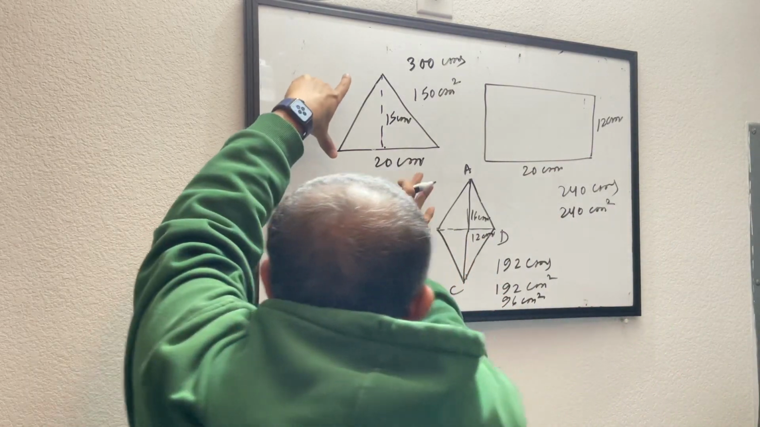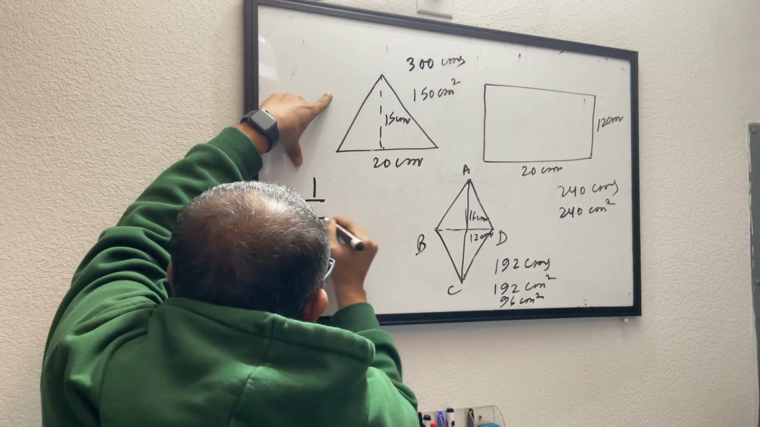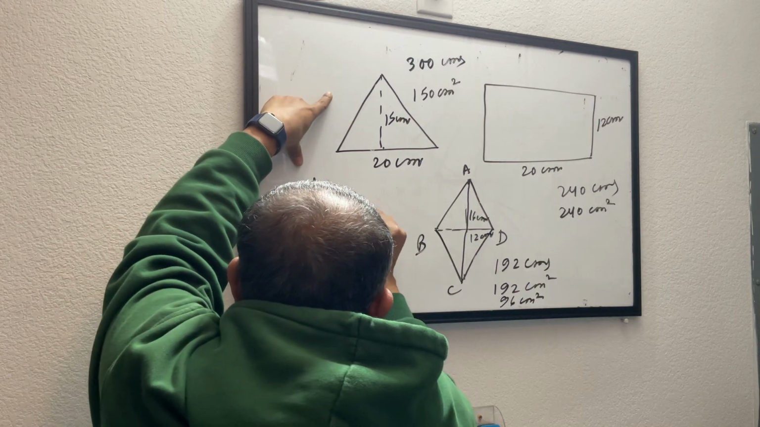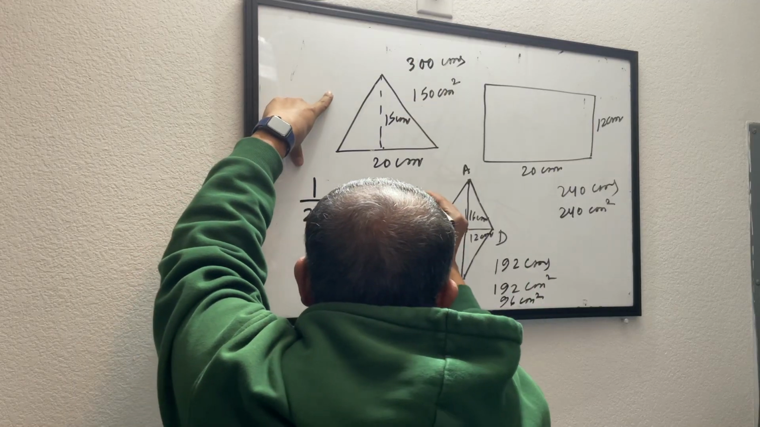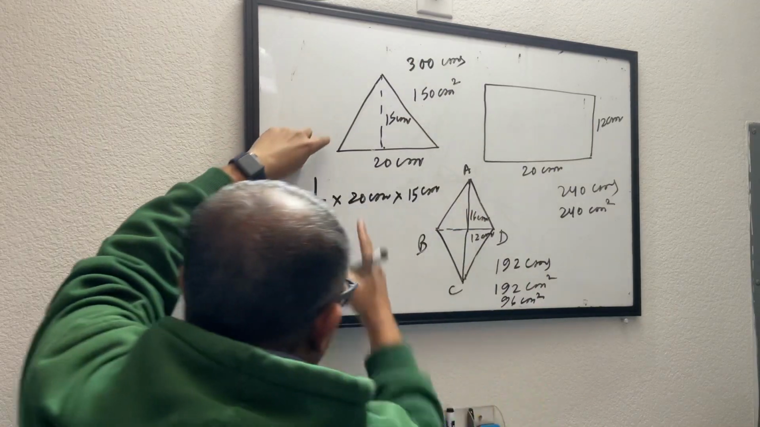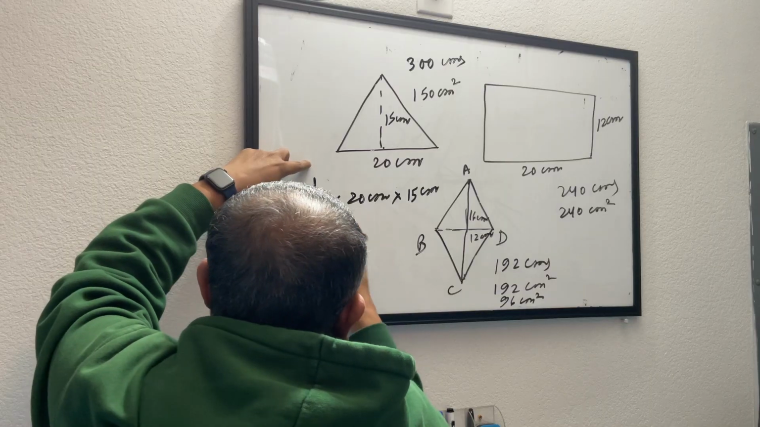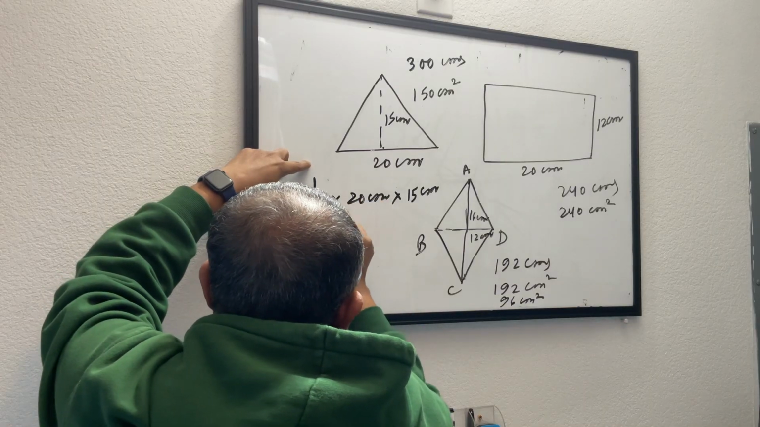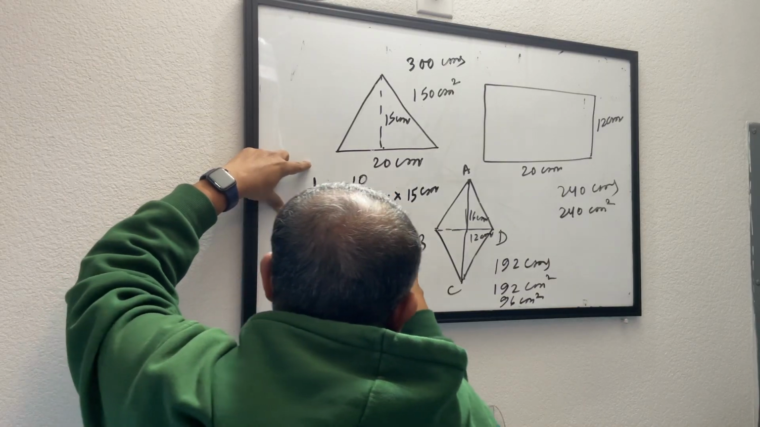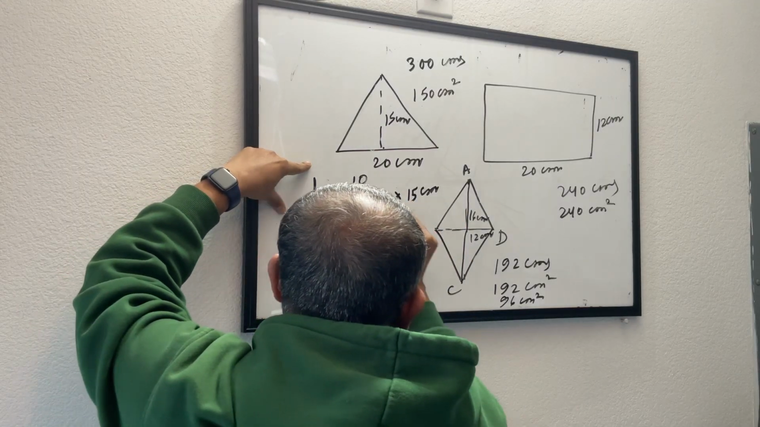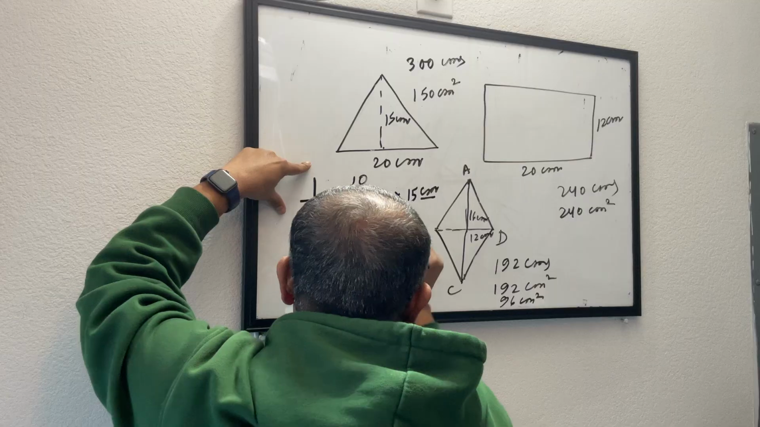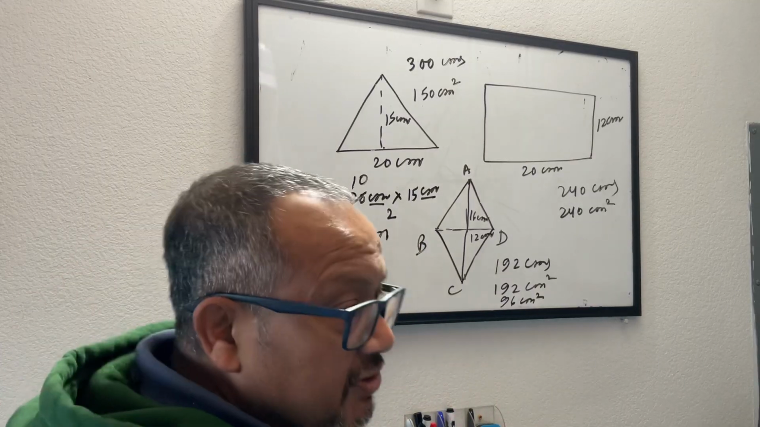Area of a triangle is half into base into height. Half into base. What is the base? 20 centimeters. What is the height? 15 centimeters. Half of 20 gives you 10. So, 10 centimeter into 15 centimeter. 10 times 15 is 150. Centimeter into centimeter gives you centimeter square. Never forget the unit.